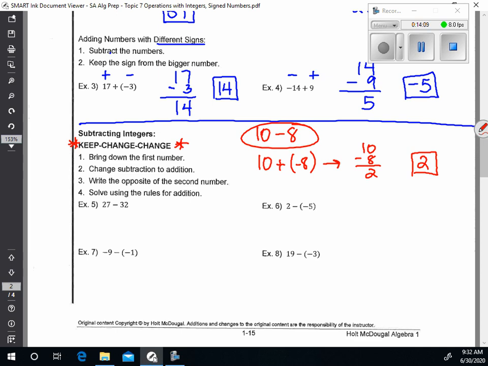Example 5, 27 minus 32. So you keep the first number, change subtraction to addition, and you take the opposite of the second number, which would become negative 32. Then we solve using our adding rules. We have a positive number and a negative number, so that means we subtract. And since 32 is bigger and it's negative, your answer would be negative 5.